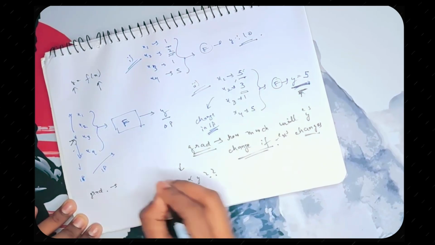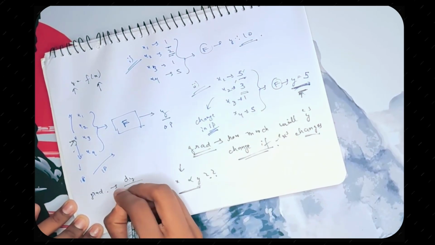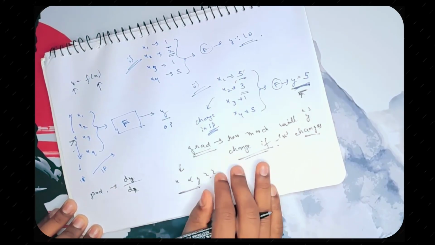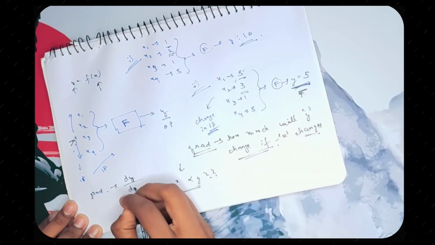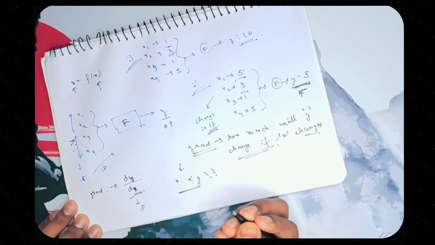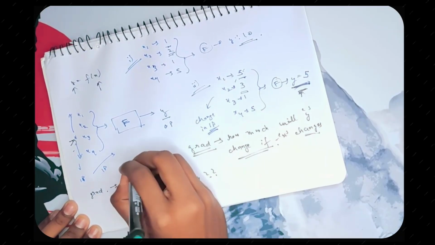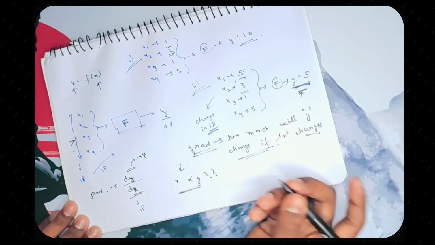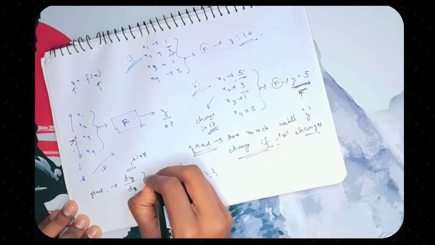Then the gradient will look like dy by dx, simply. It tells us that if there is a change in my x, or my input, how much will my y, or my output, change? That is the whole concept of my gradient. Alright, I hope that you guys understood the concept of gradient.